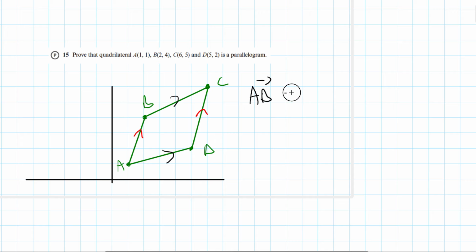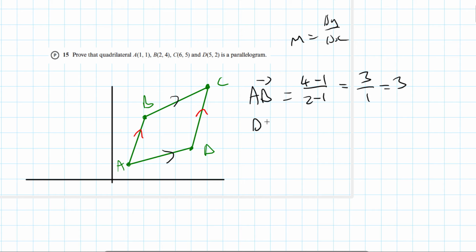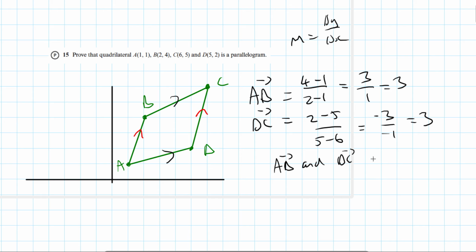So AB, again, to find the gradient, m is equal to change in y over change in x. So to find this one, it's going to be 4 minus 1 divided by 2 minus 1. So that's equal to 3 over 1, which is 3. And then we've got DC. So DC is equal to 2 minus 5 divided by 5 minus 6, which is equal to minus 3 over minus 1, which is 3. So therefore, AB and DC are parallel.